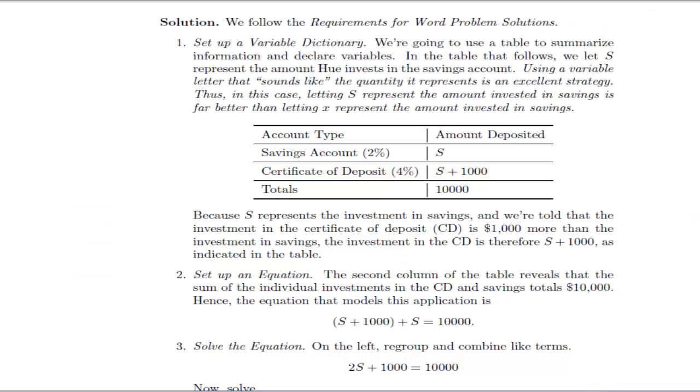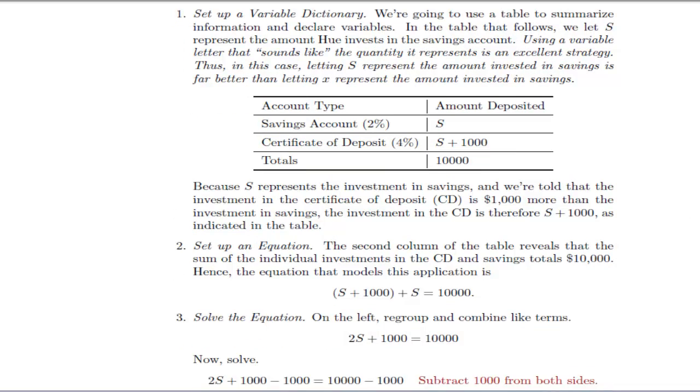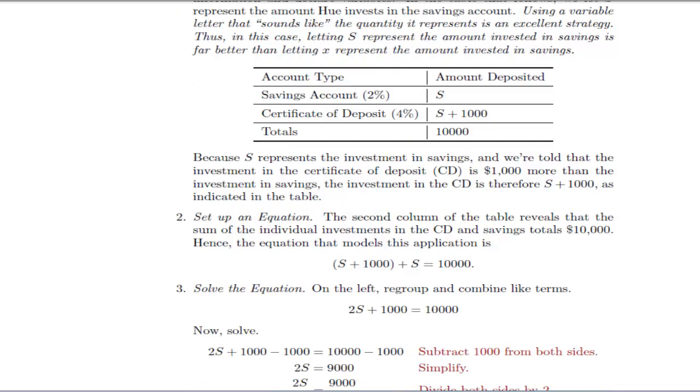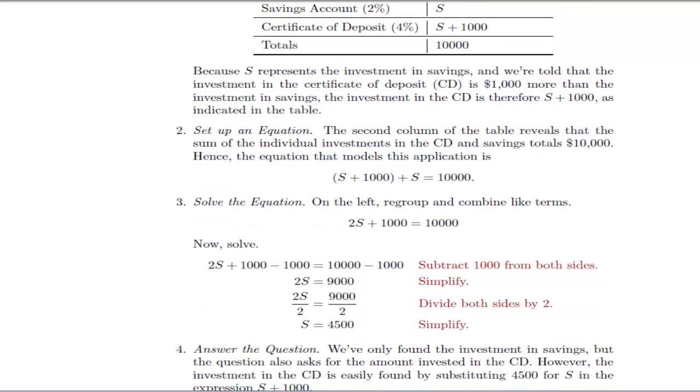2. Set up an equation. The second column of the table reveals that the sum of the individual investments in the CD and savings totals $10,000. Hence, the equation that models this application is S plus 1,000, the investment in the certificate of deposit, plus S, the investment in the savings account, equals 10,000, the total invested. 3. Solve the equation. On the left, regroup and combine like terms. S plus 1,000 plus S is equivalent to 2S plus 1,000.